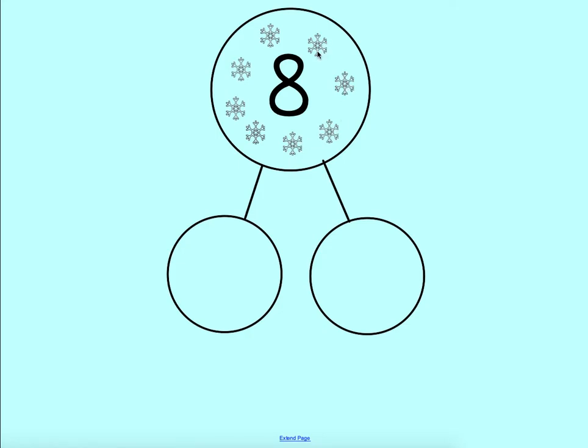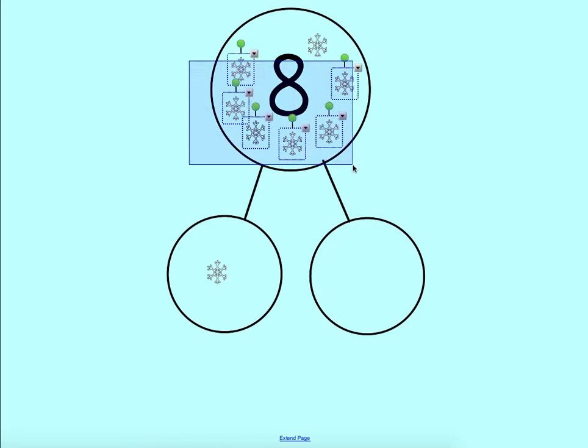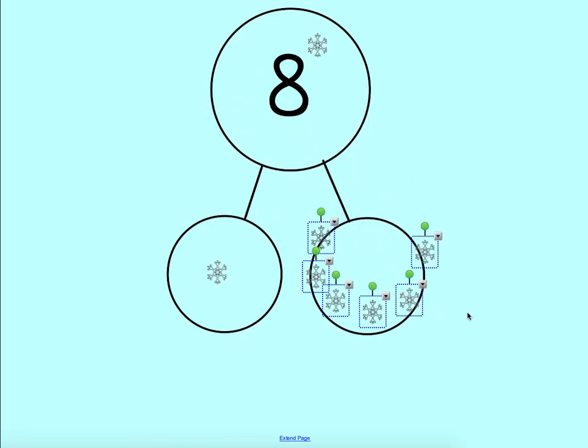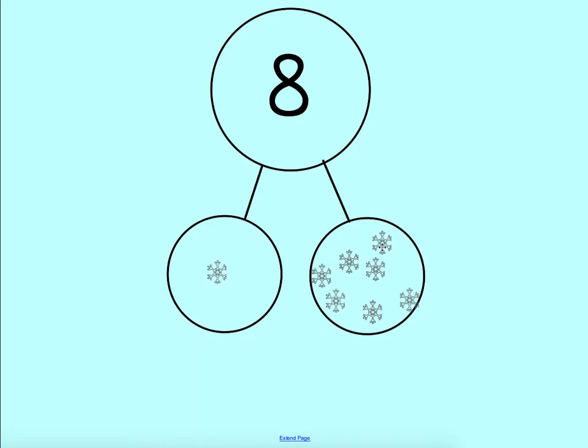And there are a lot of different ways that we could break this 8 apart. So I could put one of them here, and then I could put the rest of them in the other part. So what did I break the 8 into? I broke it into a 1 and a 7. So 8 can be made of 1 and 7. Very good.